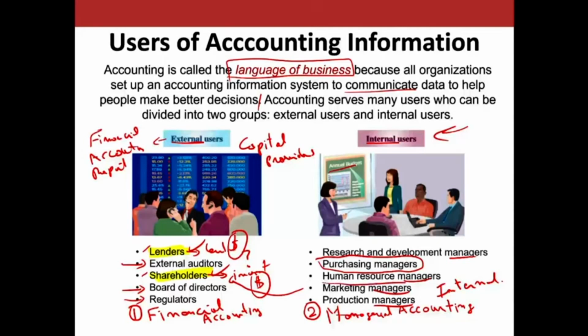Human resource managers want to know how many employees we need, and they need to scan the market to find out how much we should pay, so they use this information for internal decision making. So it's very important to differentiate between those two groups. They're both users of accounting information. One is considered external, one is considered internal.